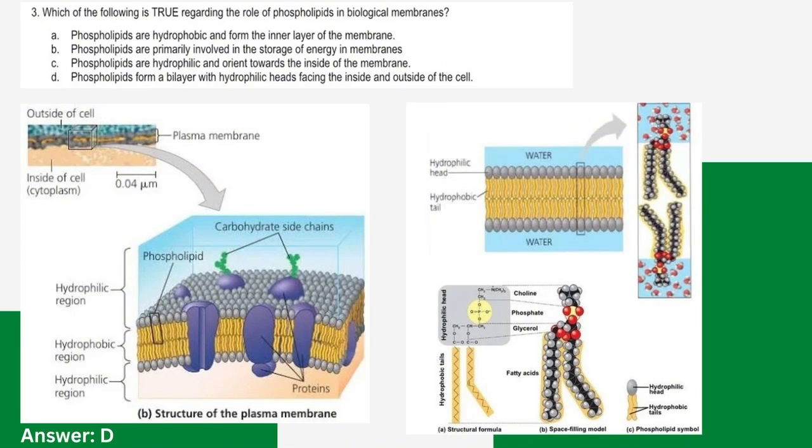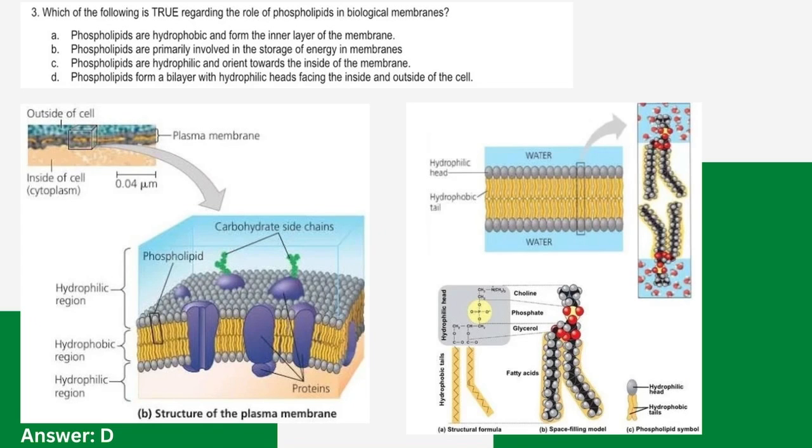Which of the following is true regarding the role of phospholipids in biological membranes? Okay, so first choice, A: phospholipids are hydrophobic and form the inner layer of the membrane. B: Phospholipids are primarily involved in the storage of energy in membranes. C: Phospholipids are hydrophilic and orient towards the inside of the membrane. D: Phospholipids form a bilayer with hydrophilic heads facing the inside and outside of the cell.